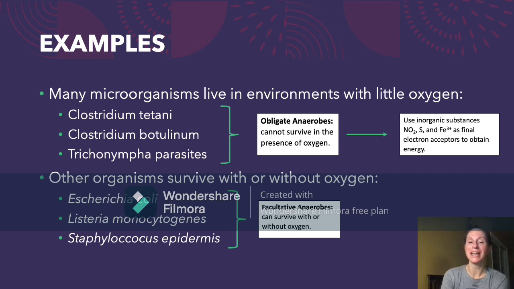So those are obligate anaerobes. These are organisms that cannot live with oxygen. So let's think of the environment of living in a tin can. They have no oxygen for the botulism one. Okay, so they cannot survive in the presence of oxygen.